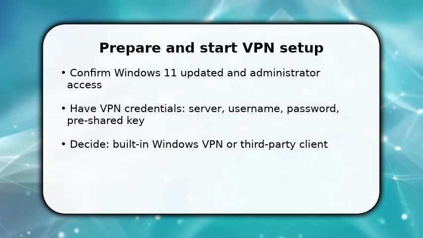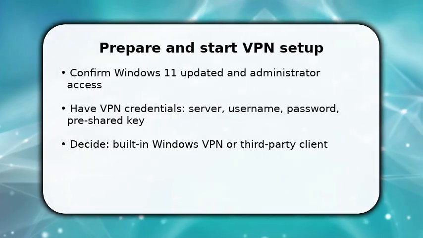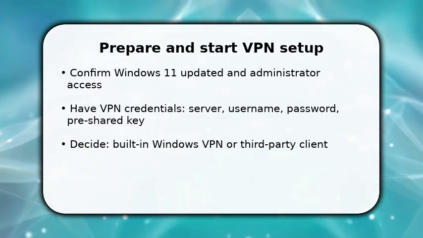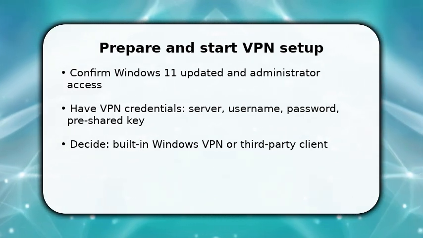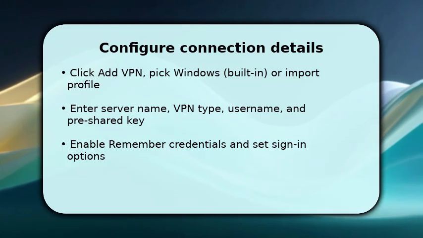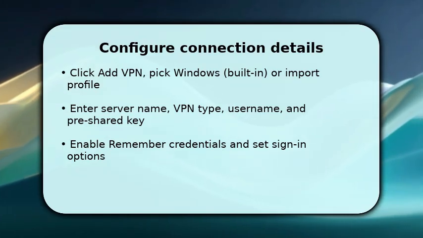Now open Settings, navigate to Network and Internet, and select VPN to add a new connection. This begins the configuration process. You'll now enter the connection details step by step so Windows can authenticate and route traffic correctly.